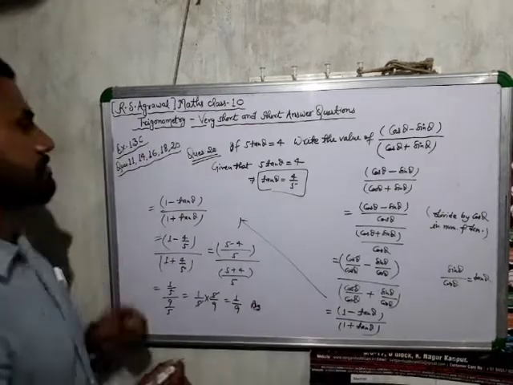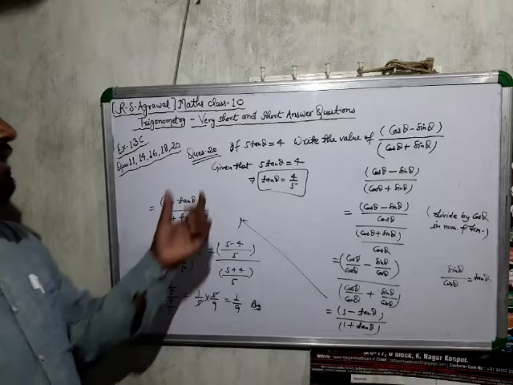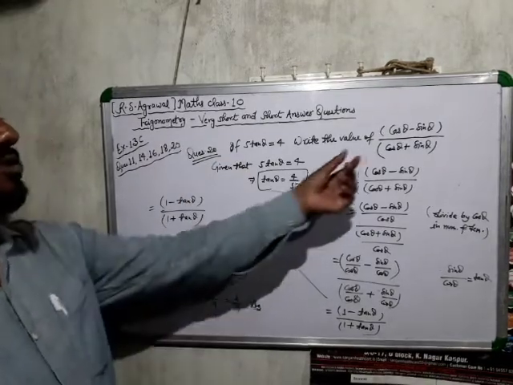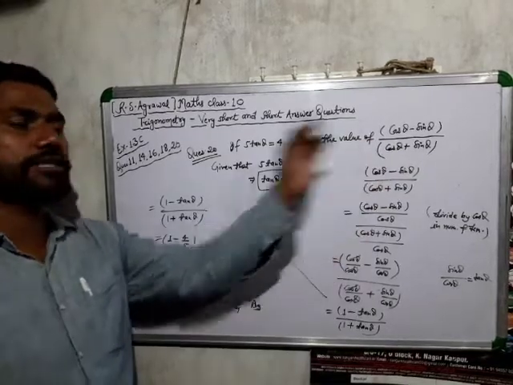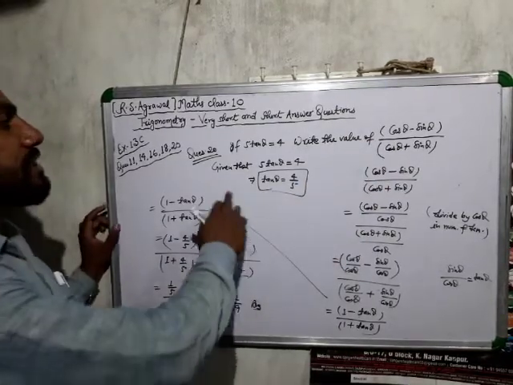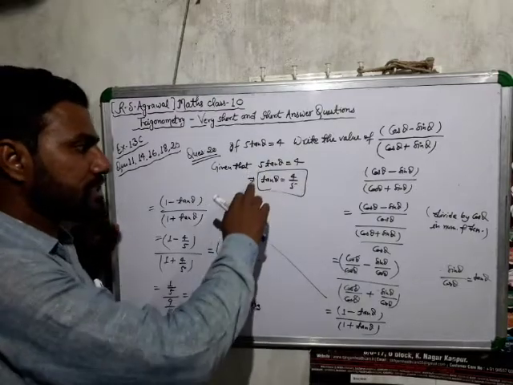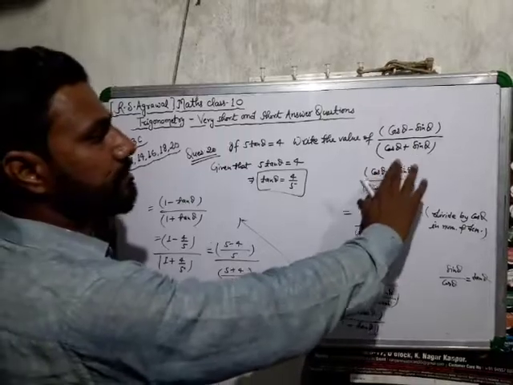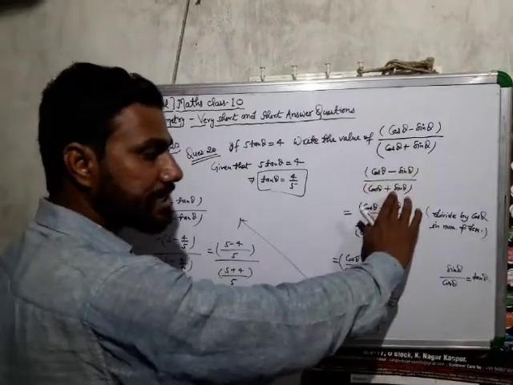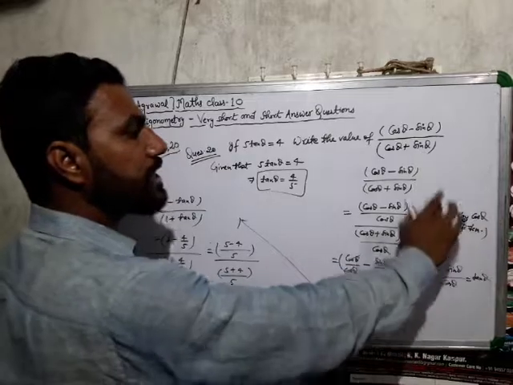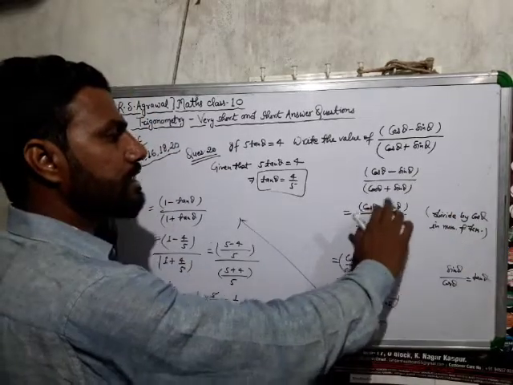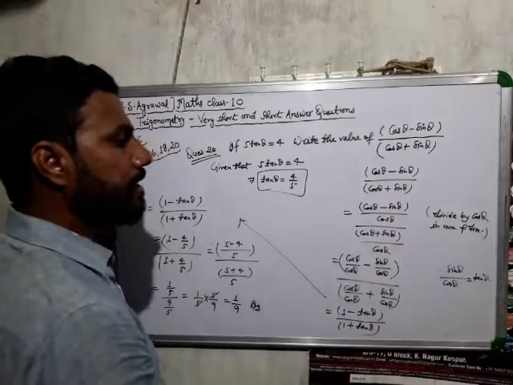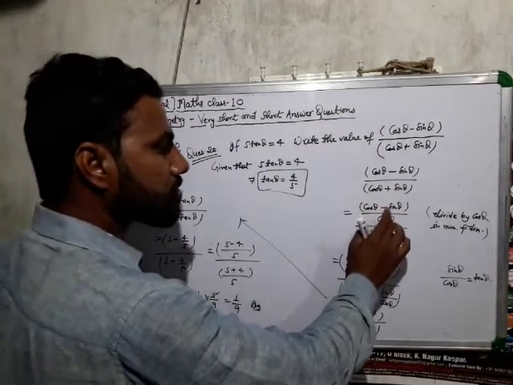This is the answer. In the last question, if 5 tan theta is equal to 4, write the value of (cos theta minus sin theta) divided by (cos theta plus sin theta). Firstly, given that 5 tan theta is equal to 4, this implies tan theta is equal to 4 by 5. Then we divide by cos theta in numerator and denominator: (cos theta minus sin theta) by cos theta divided by (cos theta plus sin theta) by cos theta.